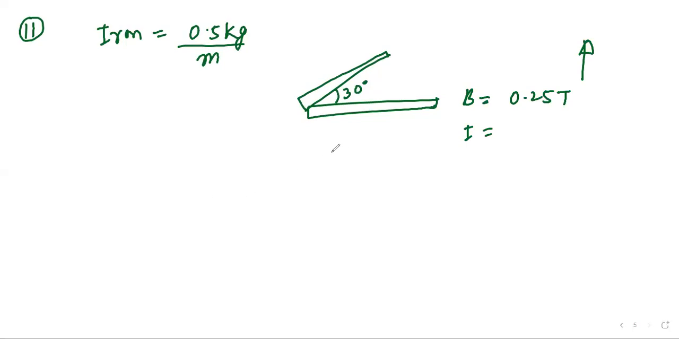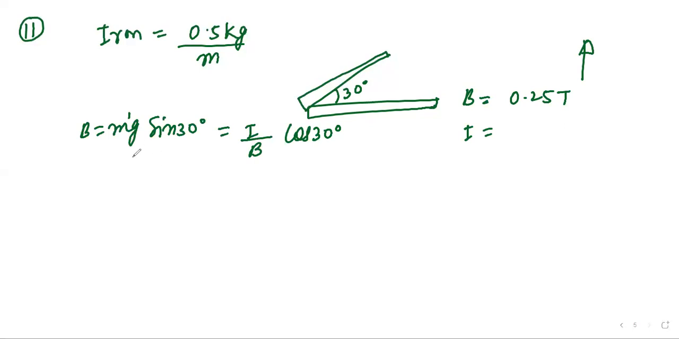As we know the formula, the magnetic force should balance the weight component: m g sine of 30 degree should be equal to the current times the magnetic field times cos of 30. So this should be equal to balance it.